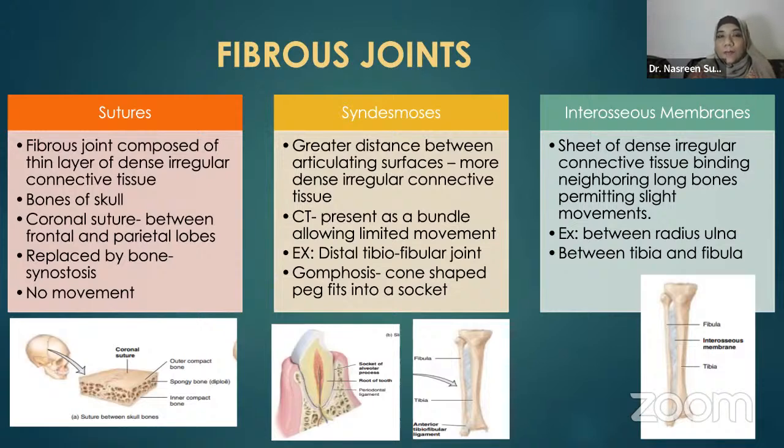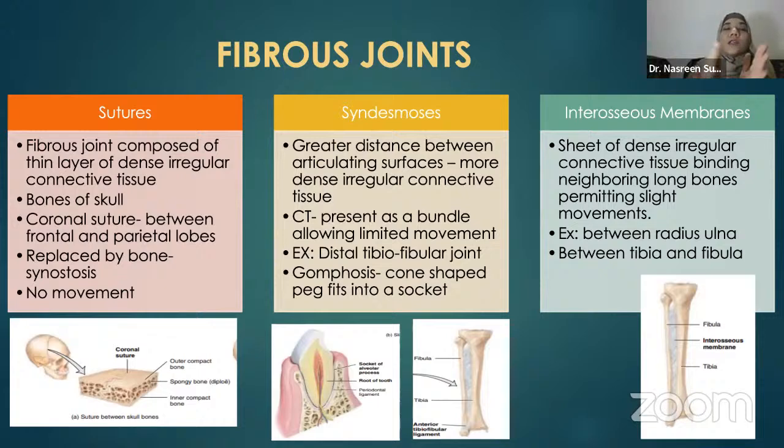What did I say? Fibrous joints have some tissue in between the two bones. They are connected to each other, right? So it is based on how this tissue is present, whether in a thin layer, in the form of a bundle, or in the form of a sheet.